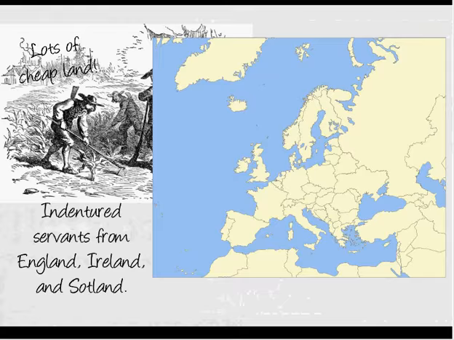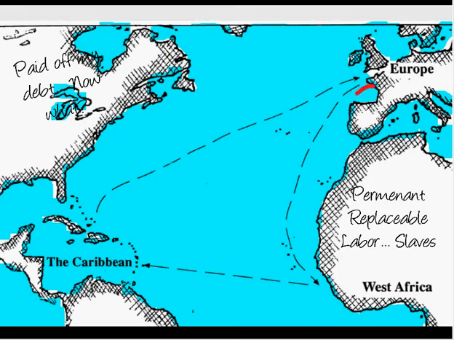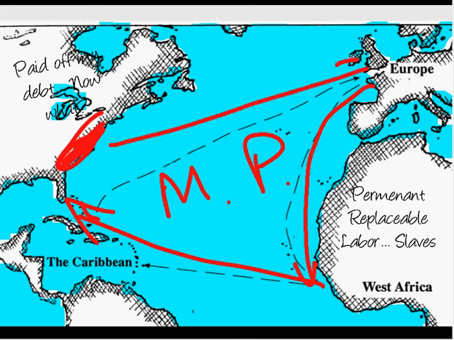Which brings us back, of course, to the slave trade. So over in the New World, they've paid off their debt. Now what? Permanent replaceable labor, which takes the form of slaves. So, again, we create the trade route. We go across the what? The Middle Passage, and drop off slaves here in the New World. And then the English would return with raw materials, trees, tobacco, stuff like that, back to England.